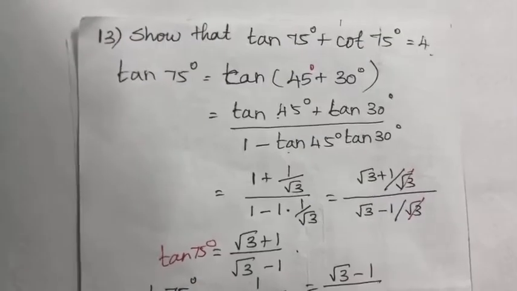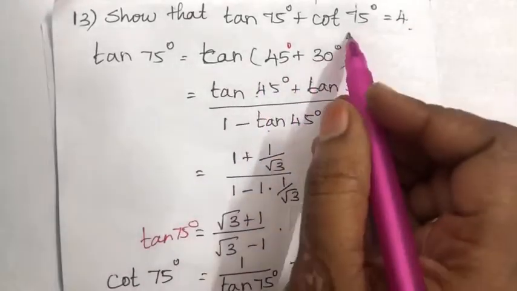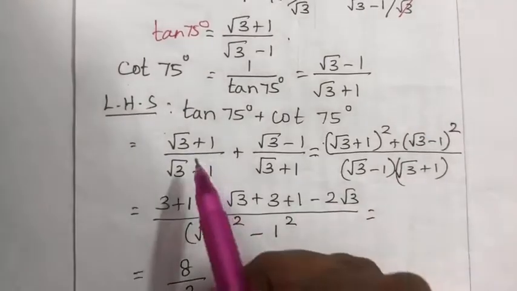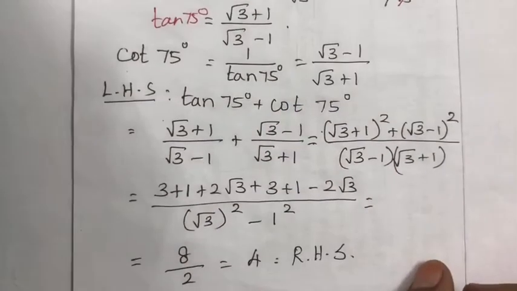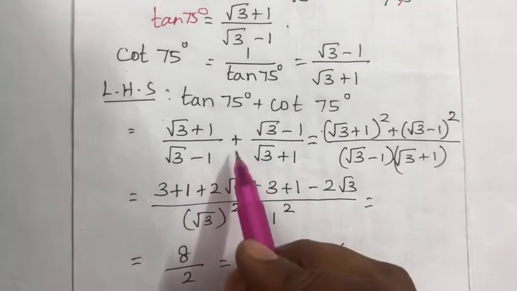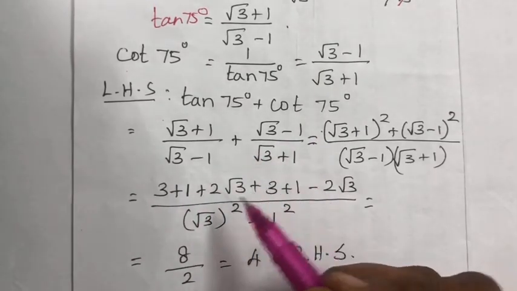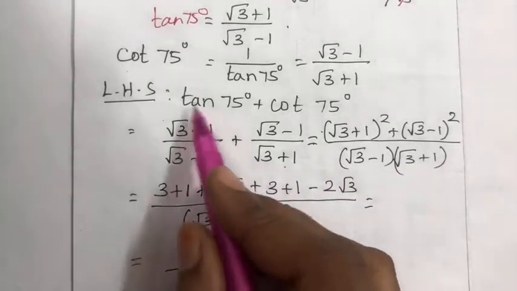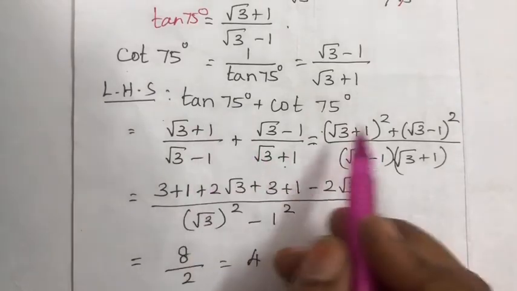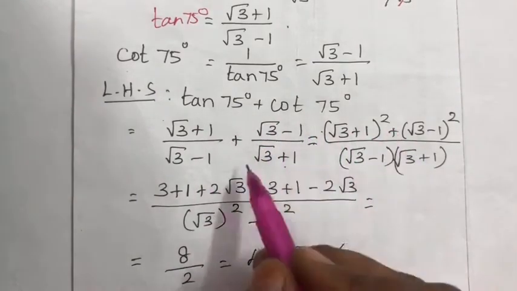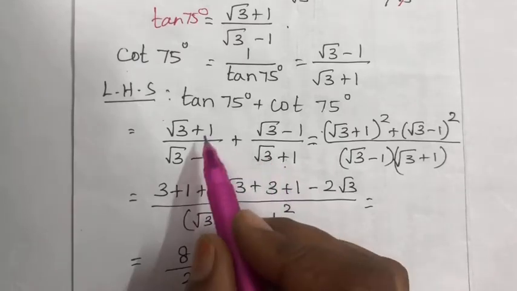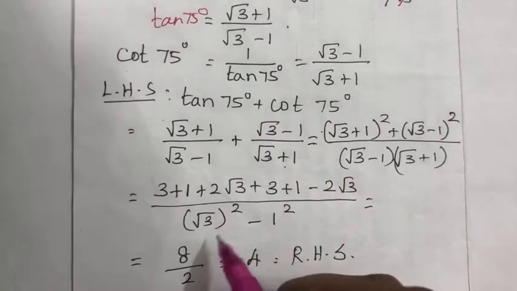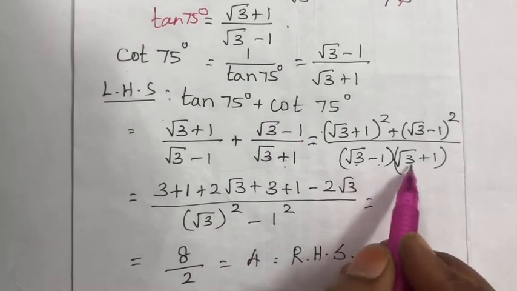Now our left hand side, that is tan 75 plus cot 75, I take this. So after taking that, tan 75 plus cot 75, so (root 3 plus 1) by (root 3 minus 1) plus (root 3 minus 1) by (root 3 plus 1). We take (root 3 minus 1) into (root 3 plus 1) as LCM. So in the numerator, here (root 3 plus 1) the whole square, there (root 3 minus 1) the whole square. Because while taking it as LCM, we have to multiply this with root 3 plus 1 and this with root 3 minus 1. So, denominator (root 3 minus 1) into (root 3 plus 1).